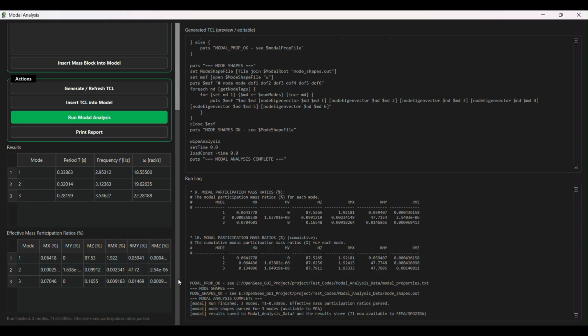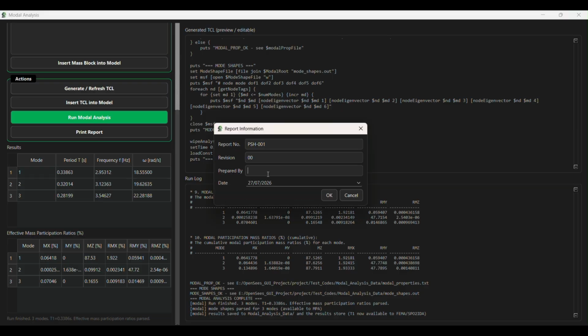Mode shapes are extracted alongside the periods, the eigenvectors describing how the structure deforms at each mode. These aren't just diagnostic, they're the actual input modal pushover analysis uses to build its multi-mode load patterns, and what adaptive pushover references as the structure's stiffness changes during a run. Print report generates a document covering the extracted periods, mode shapes, and participation results where available.